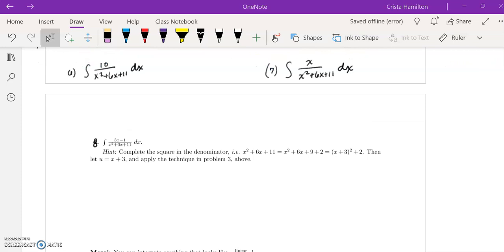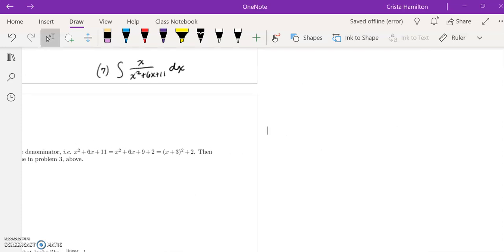All right, now for building up to number 8, there are a couple of things we're going to look at, and one is a recap. I'm going to come over here on the side, and I'm going to recap completing the square, which we did back in Algebra 2. So if I have something like x squared plus 6x plus 11, obviously it doesn't factor nicely, and it's not a perfect square, so it's just a quadratic.